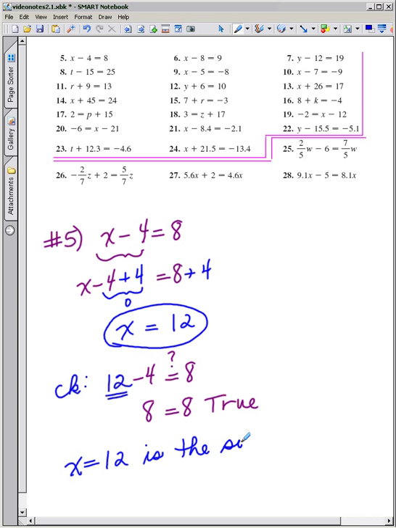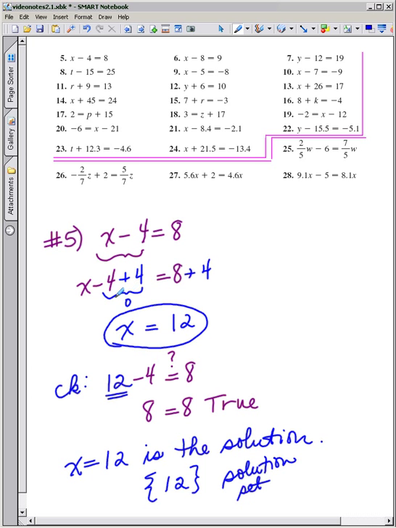Now, in mathematics, we have a way of writing that called a solution set. And so instead of writing it out like this, you're going to see it written in brackets. So just the number 12 by itself is called the solution set of that equation. Okay? So a number was subtracted from the variable x. Notice what we did. We added it to eliminate it from the left side.